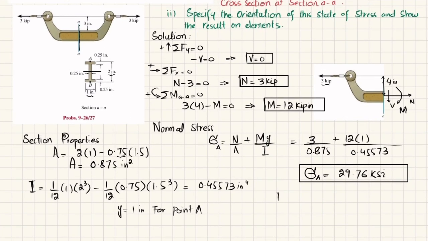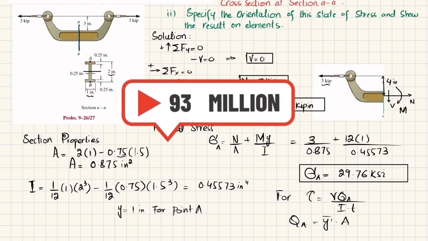Now for shear stress, we know that shear stress is equal to V into QA divided by I into T. So we will find QA. QA is equal to Y dash bar into area. Since this is point A, above this point A there is no area. Area is equal to 0, so it means that QA will be equal to 0. So then this shear stress will also be 0.